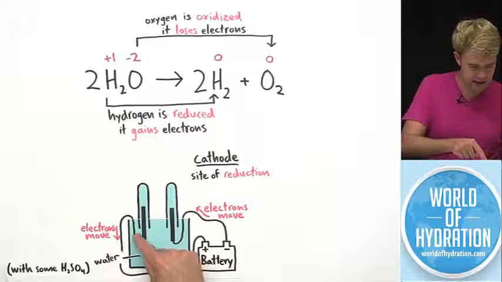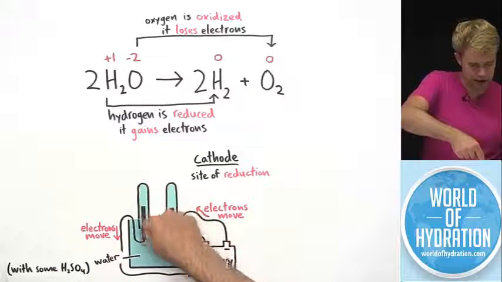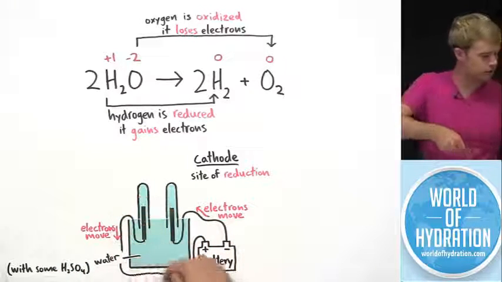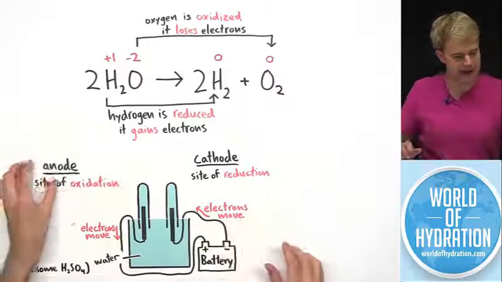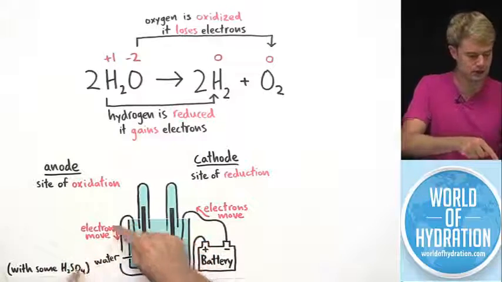Over here, this electrode is hooked up to the positive side of the battery, so electrons are moving out of it. That means that oxidation is going to be taking place. It's going to be pulling electrons from things.